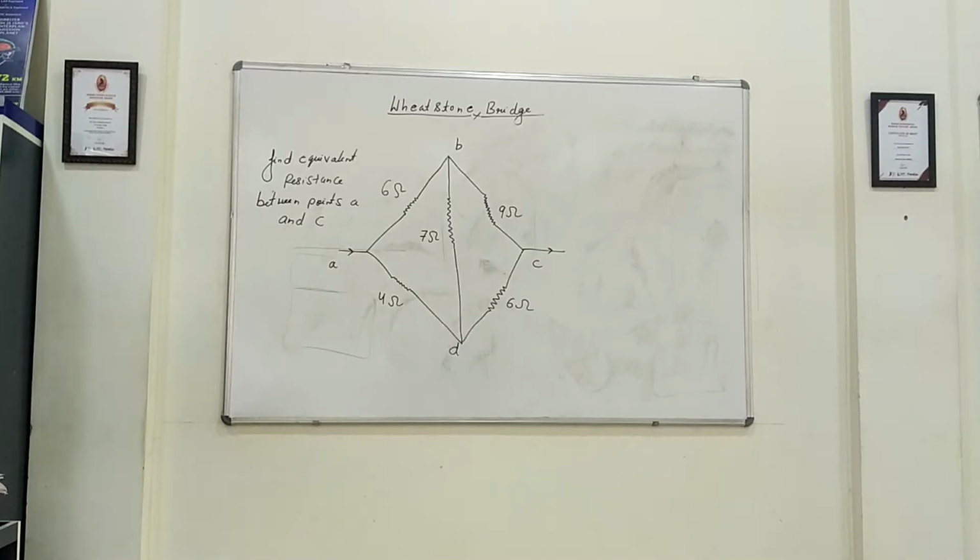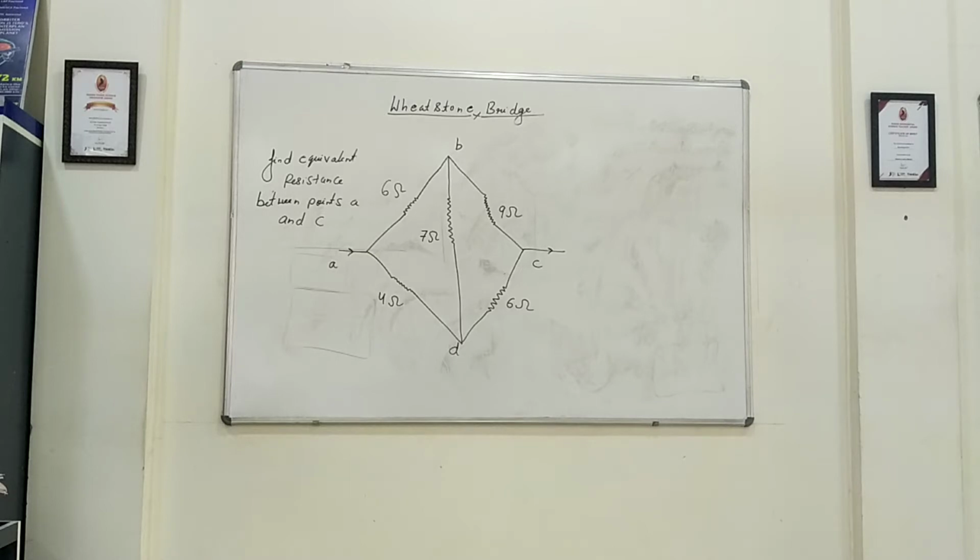Okay, so this is a question which is based on Wheatstone Bridge, and here you can see 4 resistors, 6 ohm, 9 ohm, 4 ohm and 6 ohm are connected in the form of a bridge, and a resistor 7 ohm is connected in the place of a galvanometer. And we are given the question that we have to find the equivalent resistance between points A and C, right?